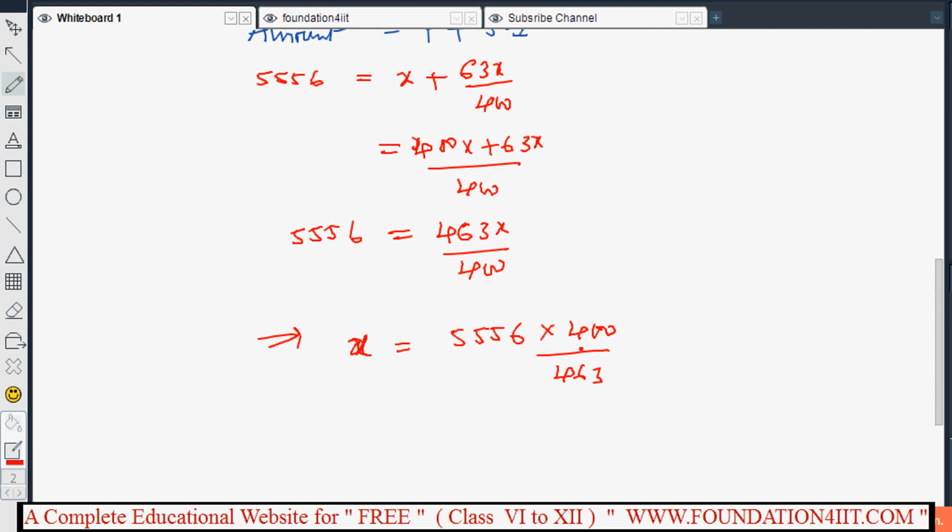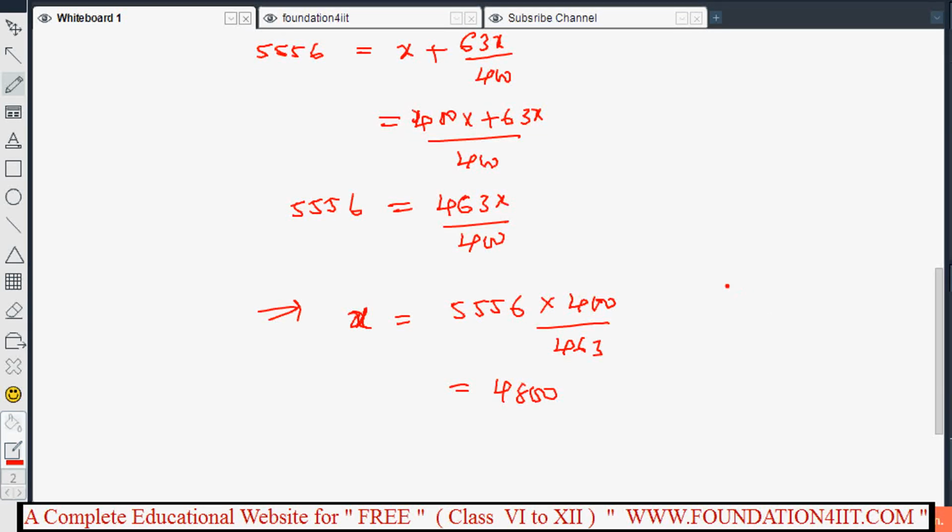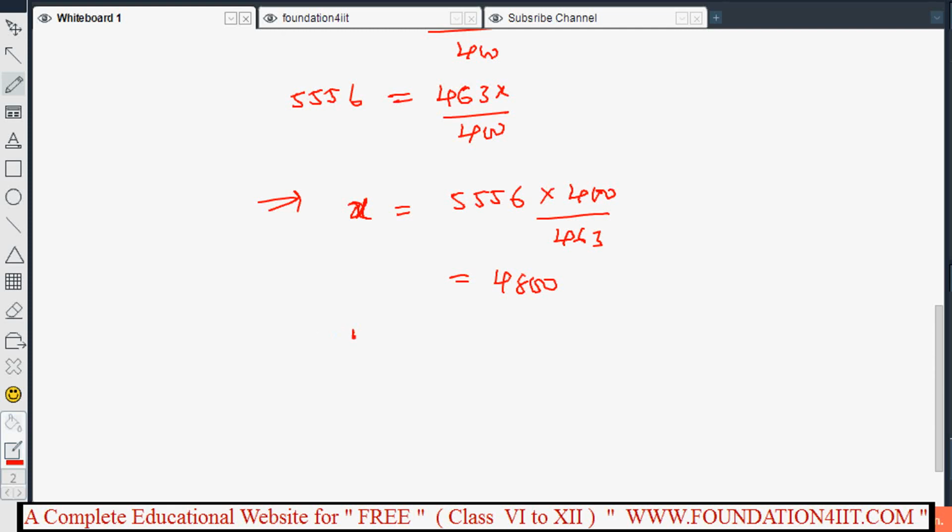So by cancellation, you get exactly 4800, because it is divisible exactly. Hence the required sum, because x value you need to find out, therefore the principal or sum, that is rupees 4800. So this is the way we can find out according to the given data. We can make the formula, then try to find out.